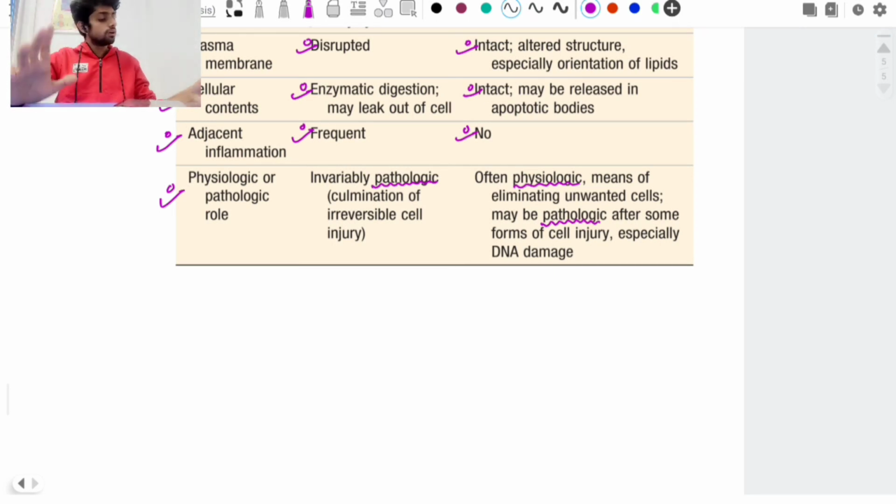So that's all for today about apoptosis. In the next video we are going to talk about the other types of cell death. Thank you.